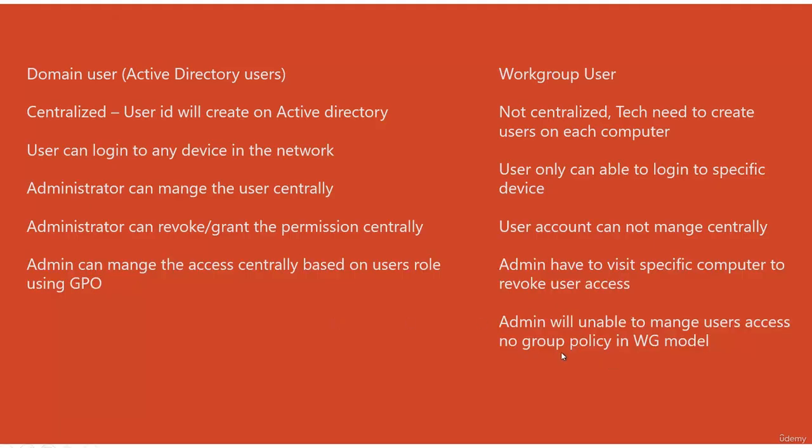In the workgroup model, the admin is unable to manage users' access because there is no group policy in the workgroup model. So, like I said, I need to visit each and every computer to manage the policy. Let's say I really don't want to give you access to YouTube. I need to visit this particular machine, go to the group policy, put in youtube.com, and disable the URL. Even using a router we can do it, but usually the access is managed through the group policy as well.